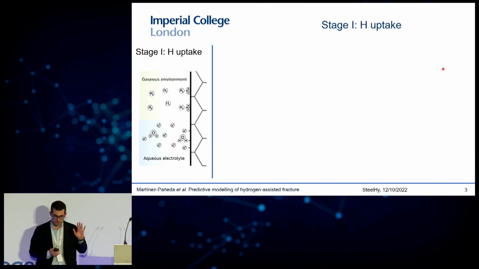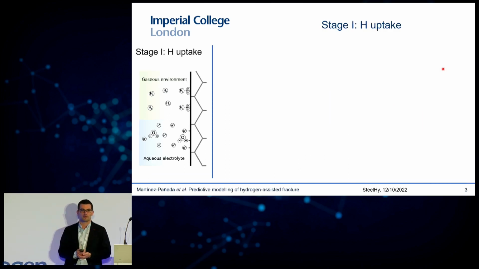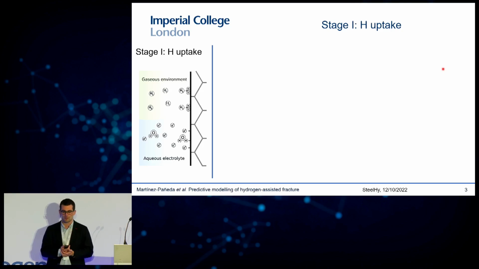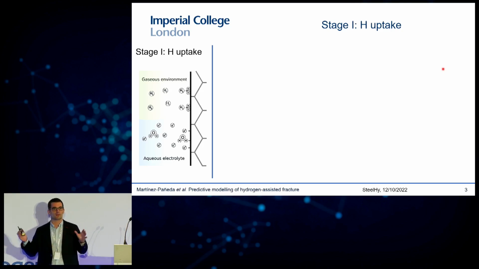So let me start with the first stage, predicting or quantifying the uptake of hydrogen into a metal. And in my opinion, this is an area that has not received the attention that it deserves, because there are dozens, if not hundreds, of hydrogen embrittlement models out there, and they all take this as a known input. They all assume that you know already this hydrogen concentration at the surface, what is the uptake of hydrogen in your metal. But very often we don't know what this number is. And of course, model predictions are very sensitive to this key input parameter.